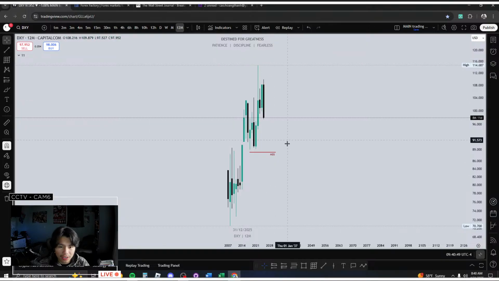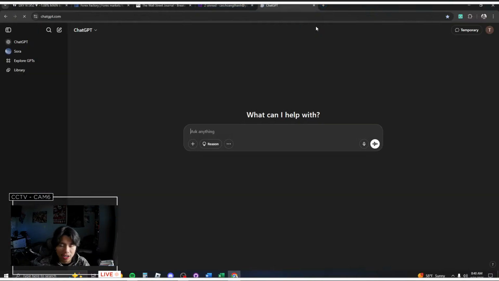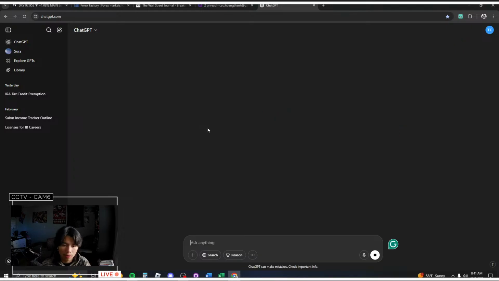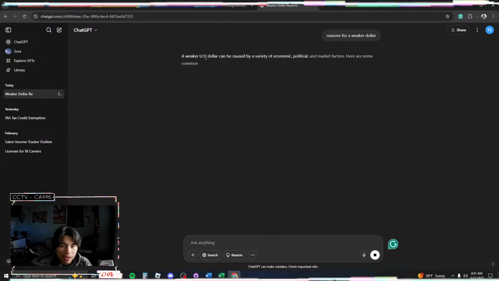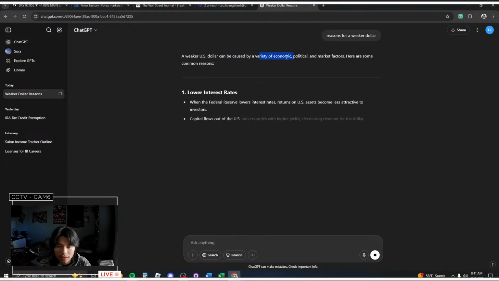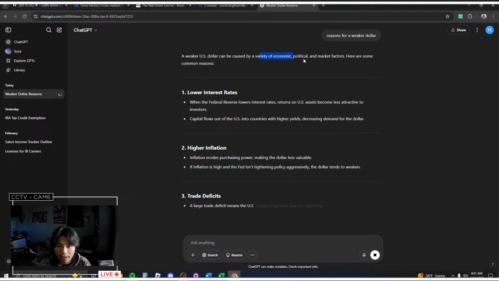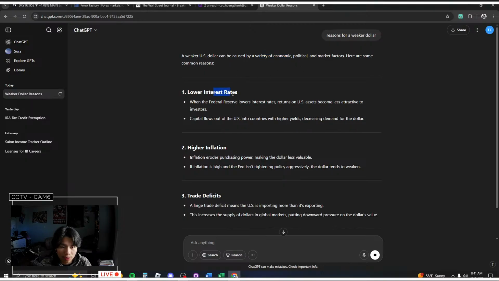We'll see here. Let's just ask ChatGPT for reasons for a weaker dollar. A weaker dollar can be caused by a variety of economic, political and market factors. So, low interest rates. When the Federal Reserve lowers interest rates, returns on U.S. assets become less attractive to investors.